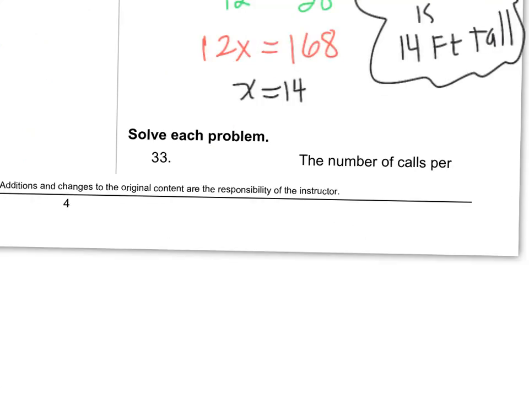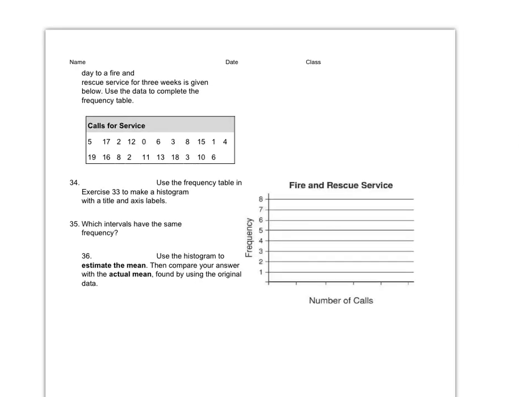It looks like number 33 begins here. The number of calls per, let's move to the next page. The number of calls per day to a fire and rescue service for 3 weeks is given below. Use the data to complete the frequency table.